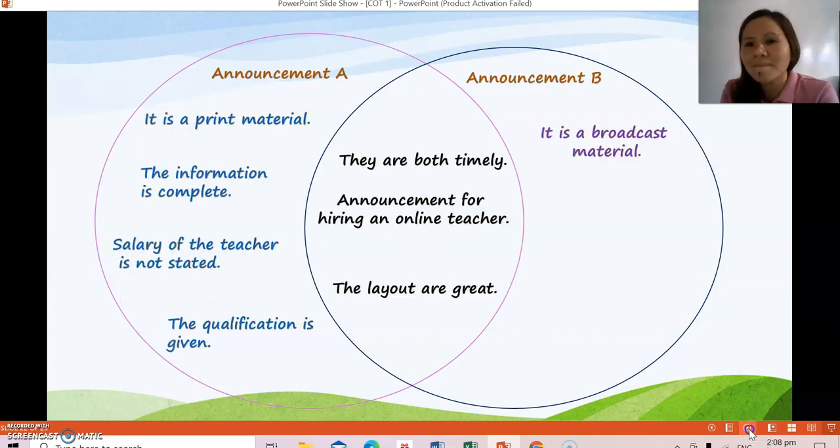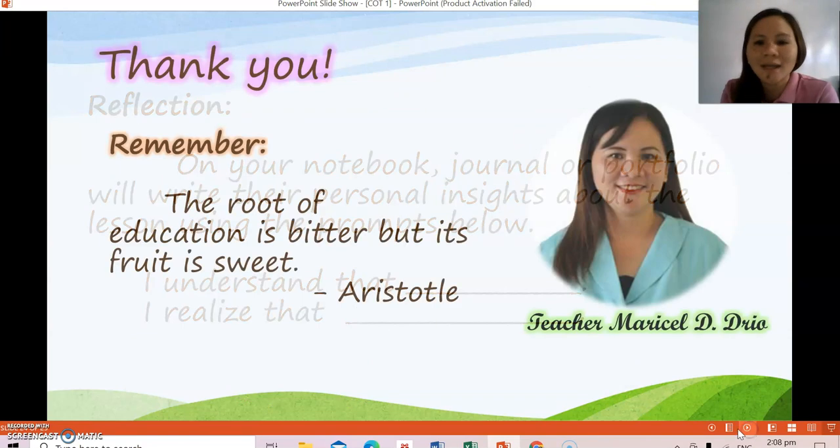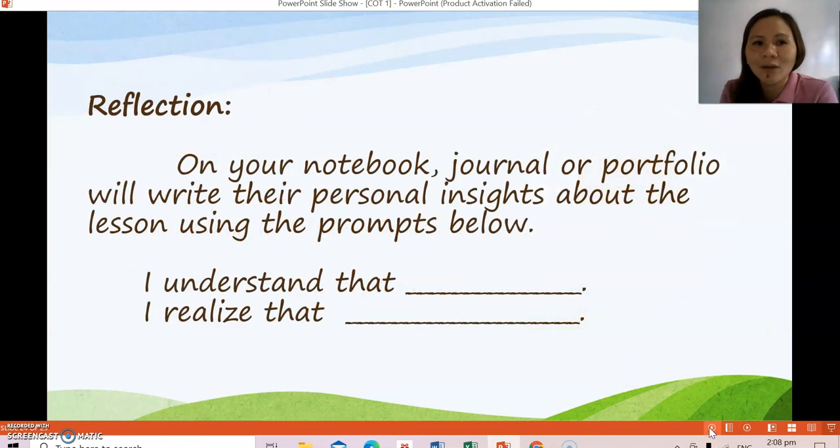All right. Okay, so now you will have another offline activity. You're going to write a reflection or journal or portfolio. Okay, you can write this in your notebook using this prompt: I understand that. I realize that.